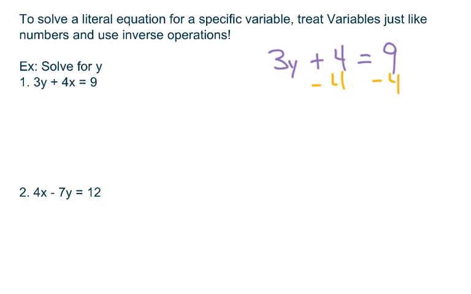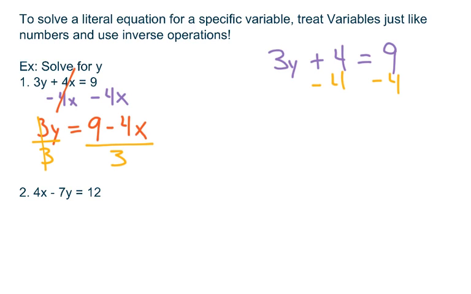So to do that, we're going to subtract 4x, and remember the rule: if you do something to one side of an equation, you have to do the same thing to the other. Now the 4x's cancel each other out, so I'm left with 3y equals 9 minus 4x. They are not like terms, so I can't combine them, but I can write them next to each other. We don't know what 9 minus 4x is, but we know it is 9 minus 4x. Now we need to get rid of this 3 in front of the y. We're going to do that by dividing both sides by 3. Those 3's will cancel each other out.